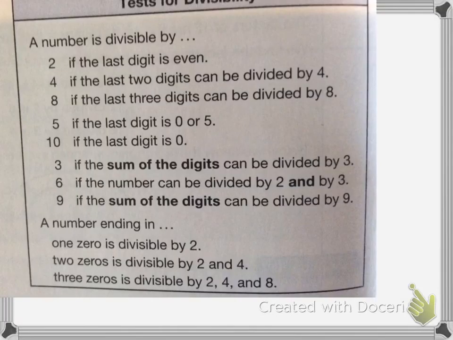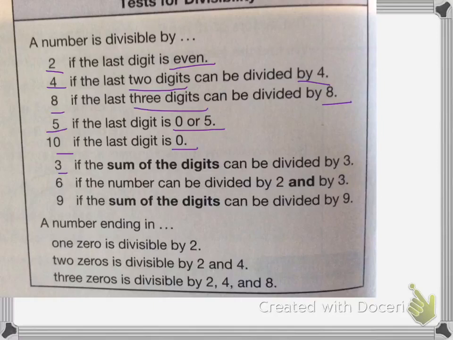Alright, this next part is divisibility, and it's just to see what numbers can be divided by. And there's a chart here to help you out with that. So a number is divisible by 2 if the digit is even. 4 if the last two digits can be divided by 4. 8 if the last three digits can be divided by 8. 5 if the last digit is 0 or 5. 10 if the last digit is 0.